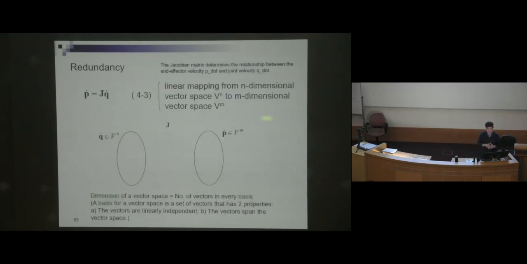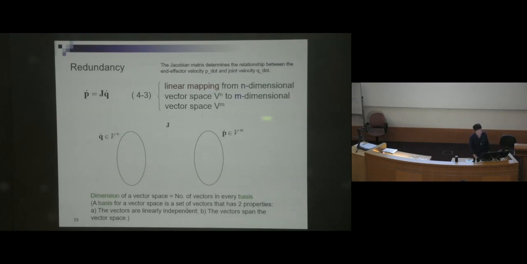So we study the Jacobian. We study the redundancy with the mapping diagram. You know that the Jacobian matrix will determine the relationship between the end effector velocity p dot and the joint velocity q dot. So you have p dot equal to J q dot. When you look at this equation itself, it actually implies a linear mapping from the n-dimensional vector space Vn to the m-dimensional vector space Vm. So you have your q dot belonging to the set Vn, and p dot belonging to the set Vm. So this is the Jacobian matrix.